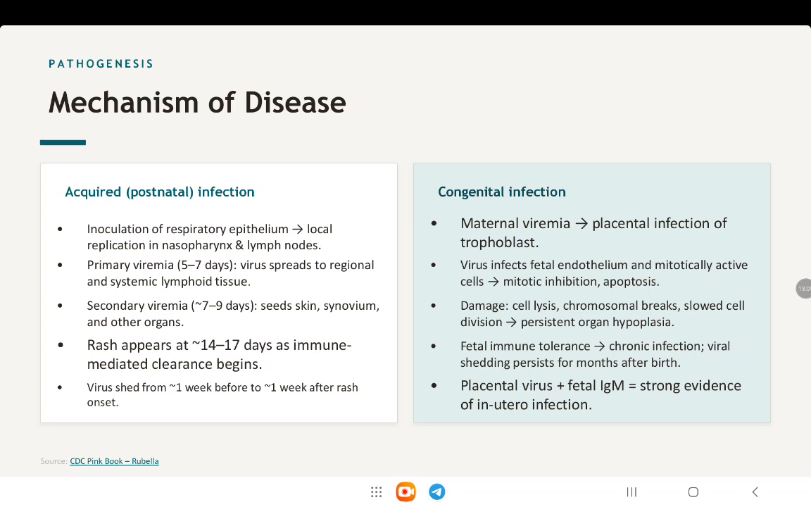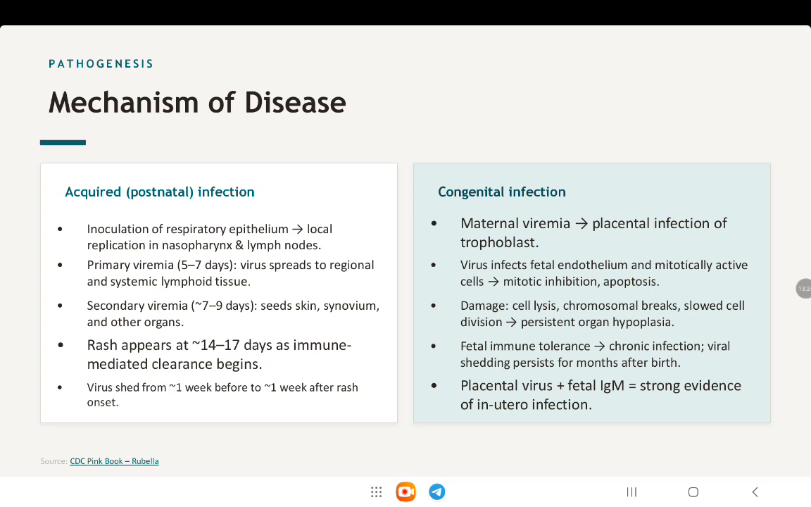So the rash appears on the skin as the reaction of the immune system when it starts to fight this virus. People are contagious from about 1 week before the rash until 1 week after it appears.